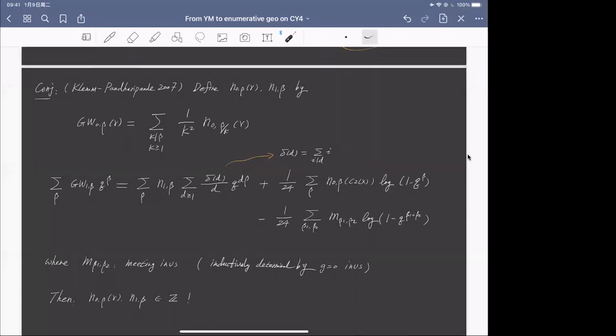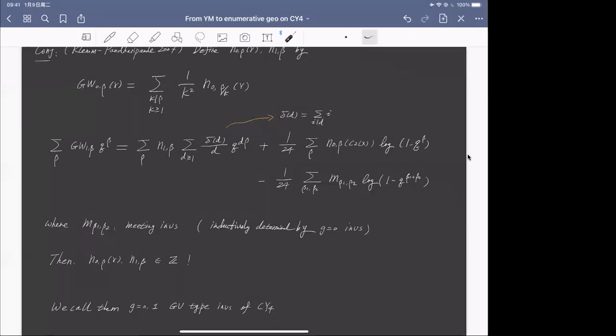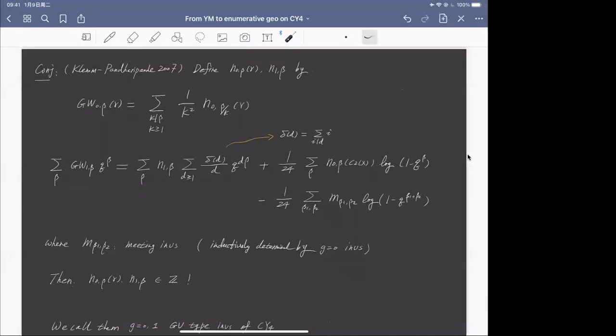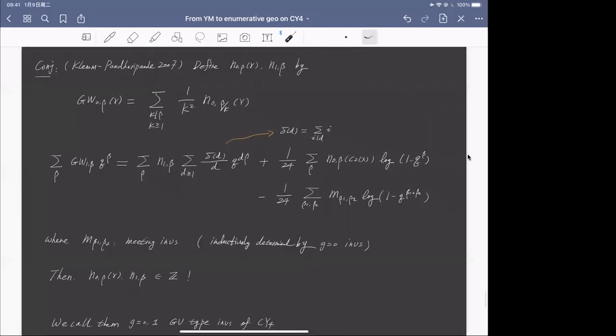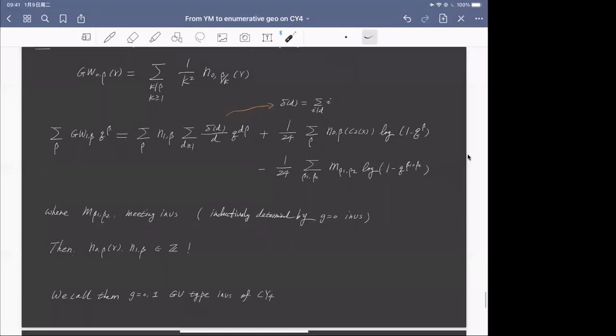Okay, so in our talk, let's call this genus 0 and genus 1 Gopakumar-Vafa type invariants of Calabi-Yau fourfolds, because the similar parallel story on Calabi-Yau threefolds is called Gopakumar-Vafa invariants or BPS invariants, or whatever it means. So okay, how does this link with our gauge theory setting?